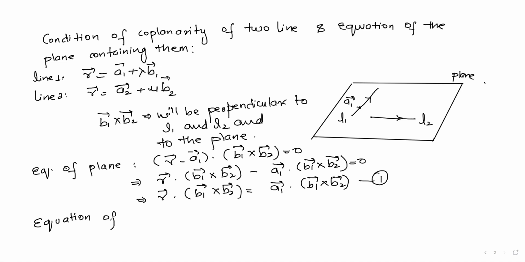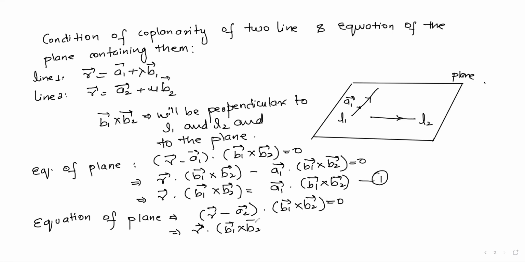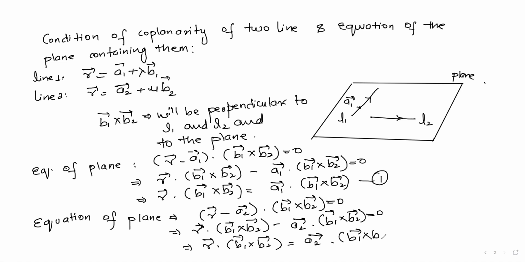Okay. Next is the equation of plane, now using the second point. So that means (R minus A2) dot product (B1 cross B2) is equal to 0. In this bracket, you will get R dot B1 cross B2 minus A2 dot product B1 cross B2 is equal to 0. So this is R dot B1 cross product B2 is equal to A2 dot product B1 cross B2.